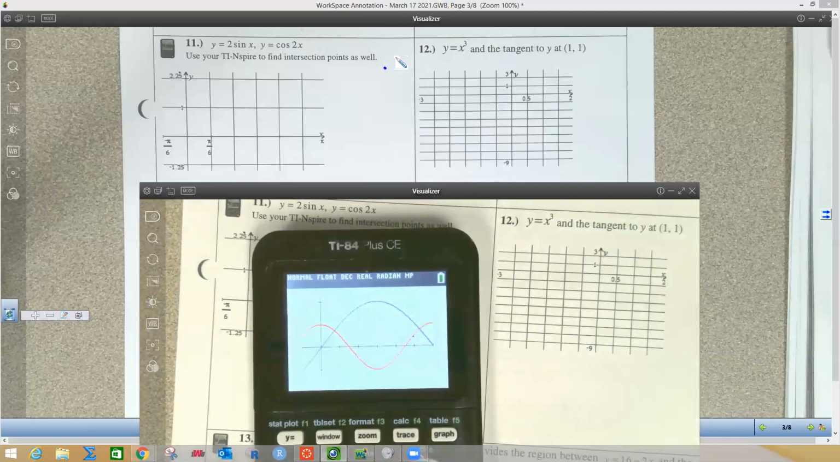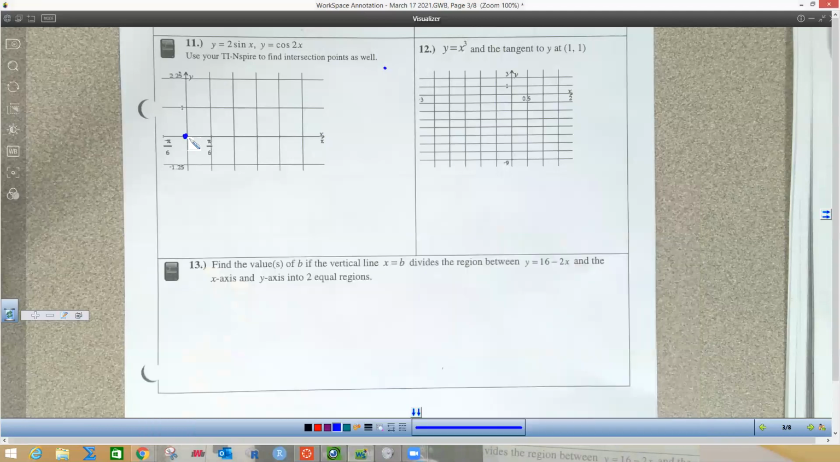So I know that sine goes through the origin, so I'm going to put a dot on the origin. And I know its max is at pi/2, which is right here at 3 pi/6. So my max is 2, and then it's back to 0 out here at pi. So this graph is going like this.